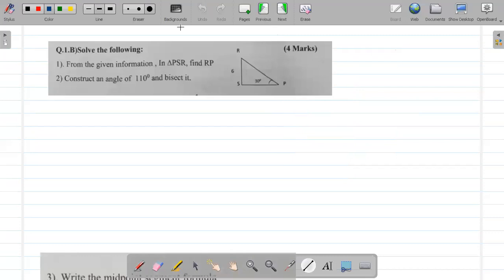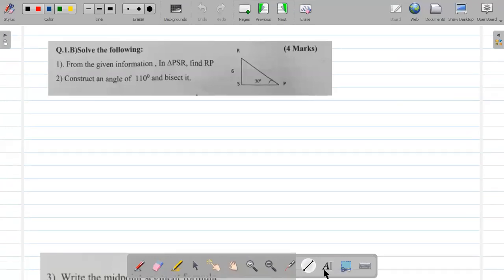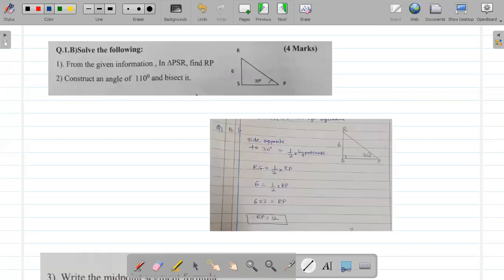Next we proceed with question 1B. From the given information in triangle PSR, we are asked to find RP. Okay, so here we will be using the 30-60-90 rule. Yeah, and that's the solution to it.